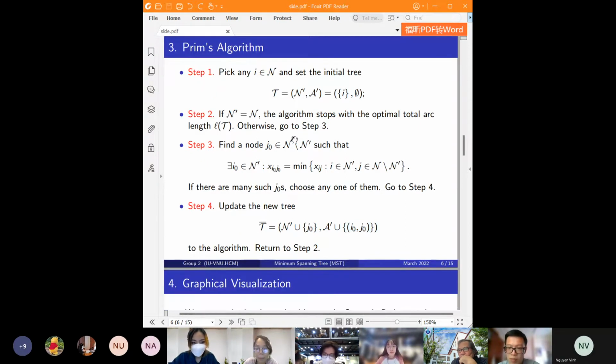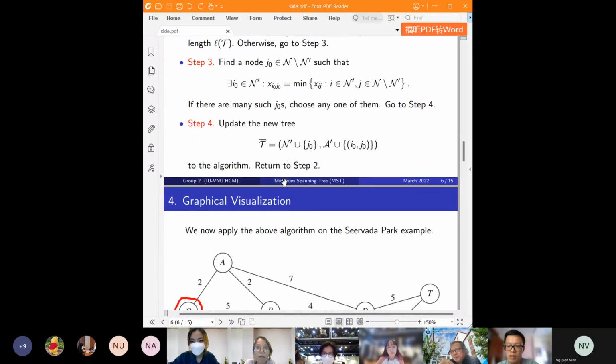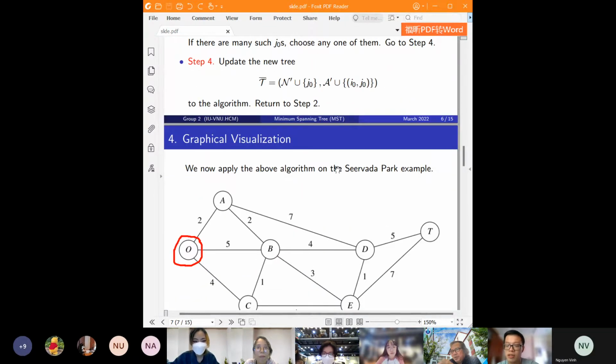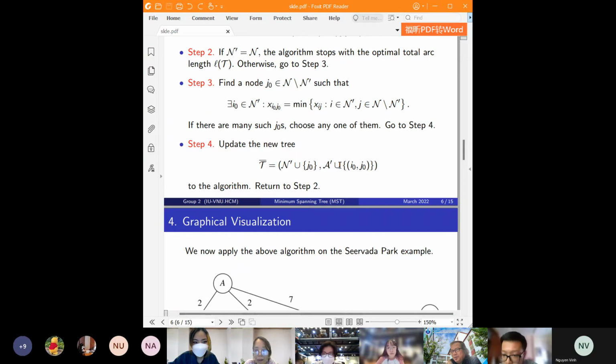And so maybe people will look at this and see that it is quite complicated and hard to understand. So our team member will apply this algorithm to the introductory example that our team has. Just a moment.